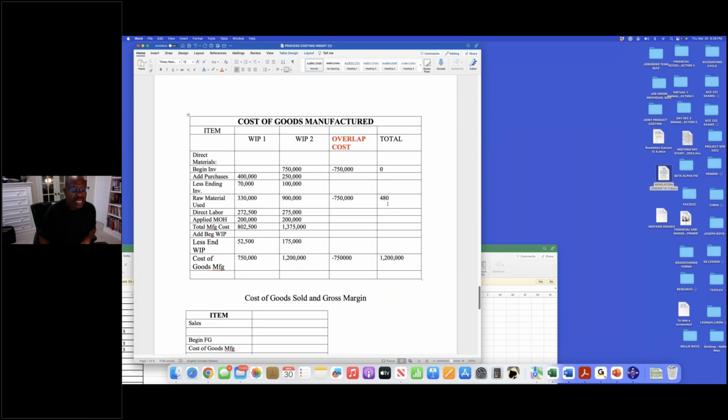Labor, when we add those together, how much is the labor? 272 and 275. How much is that? No, this one is 400,000. 547,500.